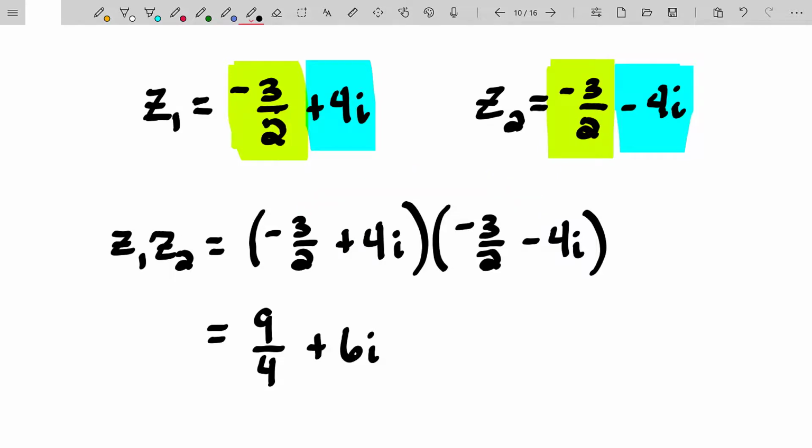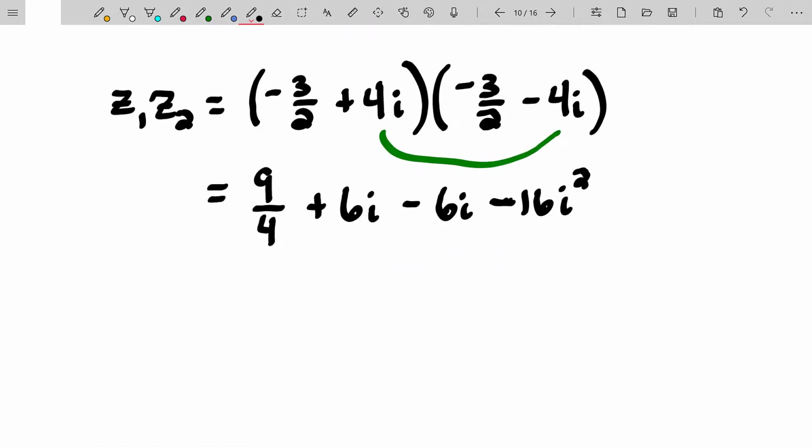Now we're going to distribute the second term there. The 4i will distribute to the negative 3/2, and that'll be a negative 12/2 i, or a negative 6i. Something very special happens there, obviously, because positive 6i and negative 6i are opposite in sign. They will cancel beautifully, and that will always happen when you're multiplying a complex number by its conjugate. And let's see, 4i times a negative 4i is a negative 16i squared.